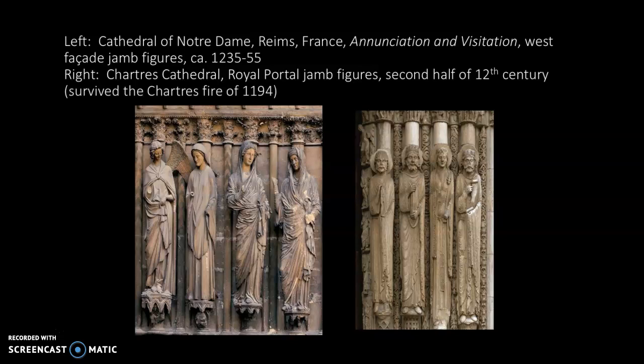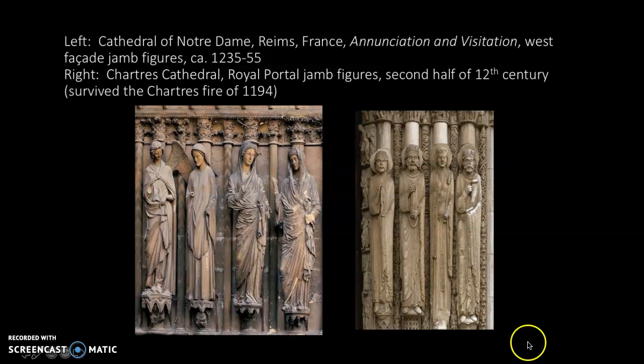But we're going to start with these jamb figures here. These are the figures that are on the side of a portal. And we're looking at the Cathedral of Notre Dame in Reims in France. And there's a number of reasons why I think these jamb figures are so illuminating. So this is the coronation church of French kings. We're on the west facade, so that huge, massive westward entry. And these jamb figures present to us two narrative scenes, the Annunciation and then the Visitation.